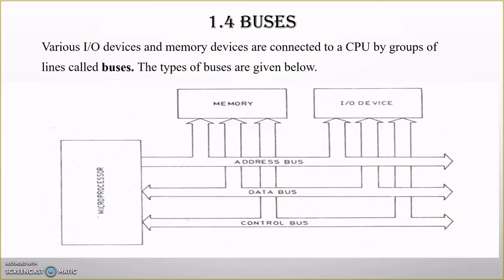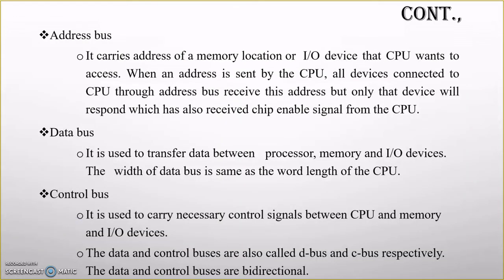Last topic is buses. Various input-output devices and memory devices are connected to a CPU by groups of lines called buses. The types of buses are address bus, data bus, control bus. First one is address bus. It carries the address of a memory location or I/O device. Bus is a collection of wires. Without the help of the bus, it is not possible to transfer a single bit of information between any two electronic devices within a computer system. Address bus carries address from one location to another location.